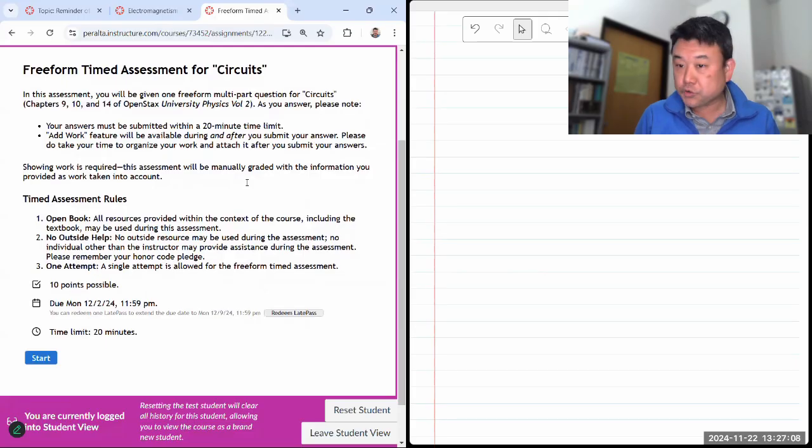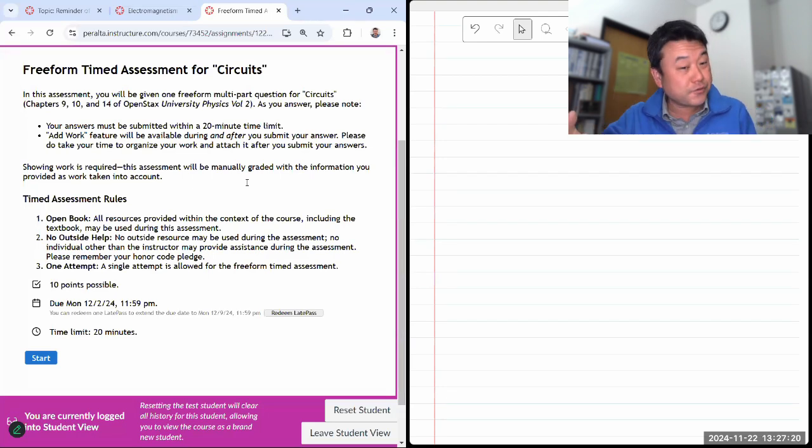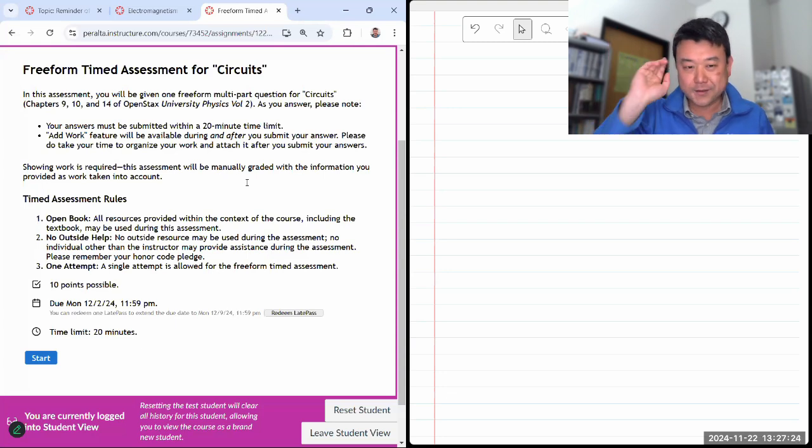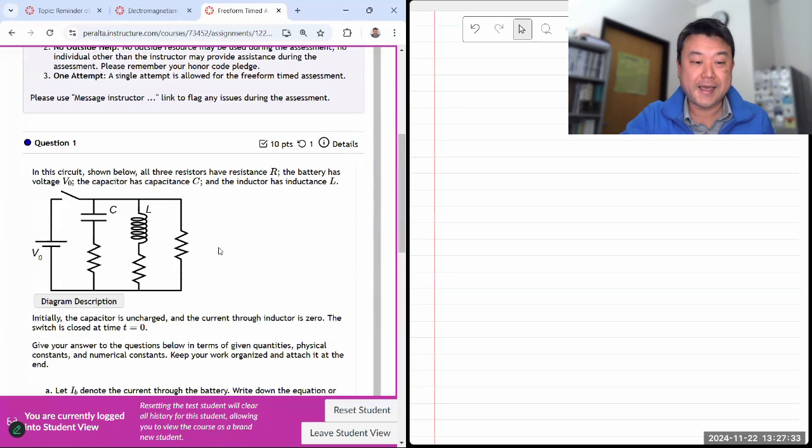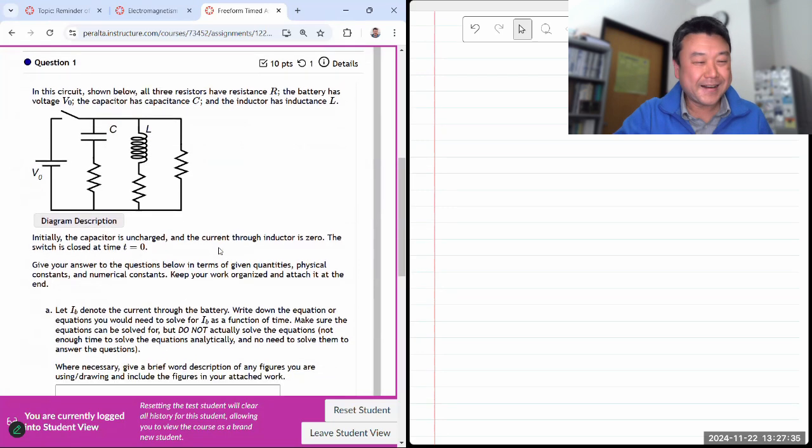So let me do this freeform timed assessment demo. As I was saying, I didn't preload the dice this time, so there's a small chance that I'll get the same question, the one question I've done before. If I do, then I'll just reset it and try again. So here's hoping the first attempt will get a different question from what I've done before. And we got lucky. So let's do this.